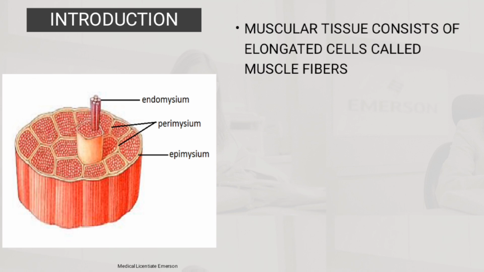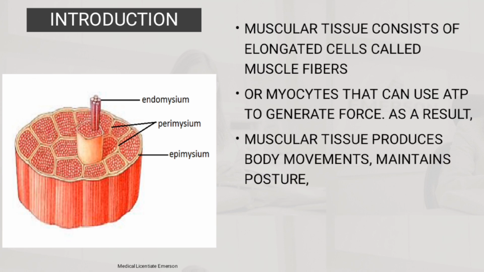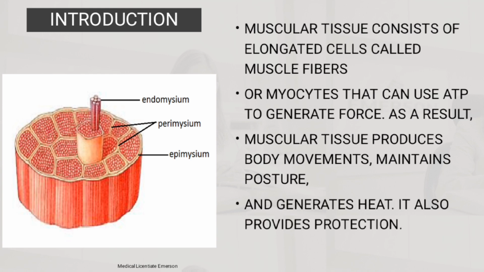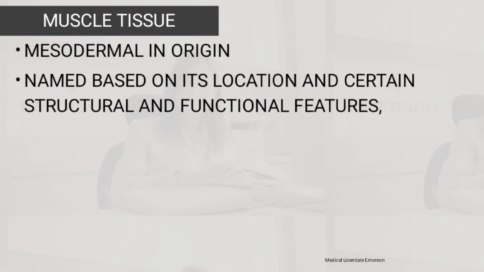tissue. Then you have to know that muscular tissue consists of elongated cells which are known as muscle fibers, or myocytes, that can use ATP to generate force. As a result, muscular tissue produces body movements, maintains posture, and generates heat. It also provides protection. You also know that muscle tissue is mesodermal in origin, and it is named based on its location and certain structural and functional features.